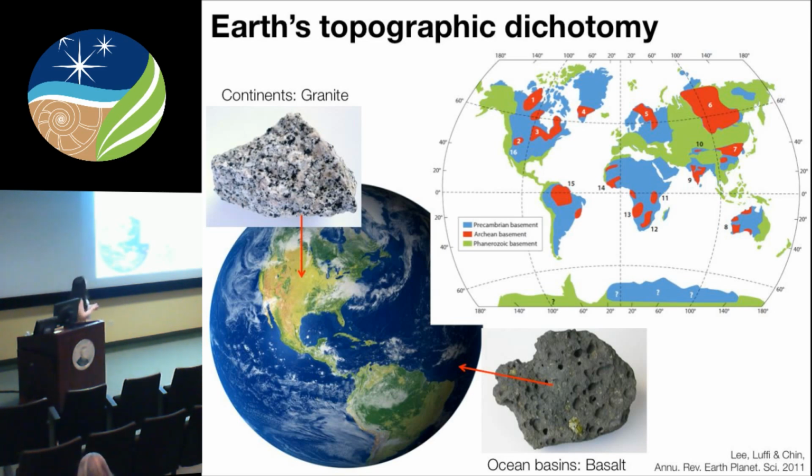And this map here shows the age distribution of continental crust, and we can see that the continental crust tends to be very old, especially the cores of the continents are billions of years old, whereas we know that the oldest oceanic crust is at most a couple hundred million years old. So why this dichotomy is present on Earth is one of the big questions in geological and planetary sciences.